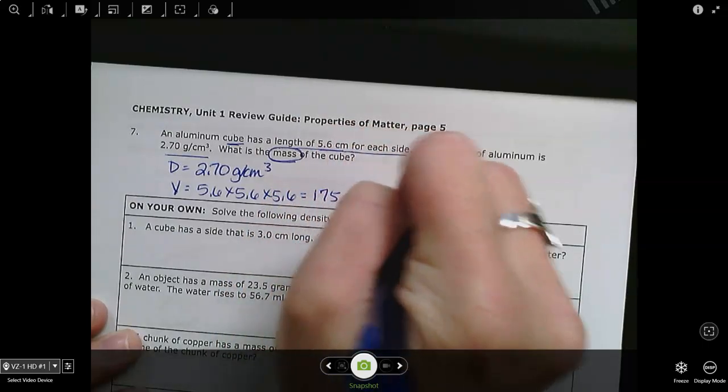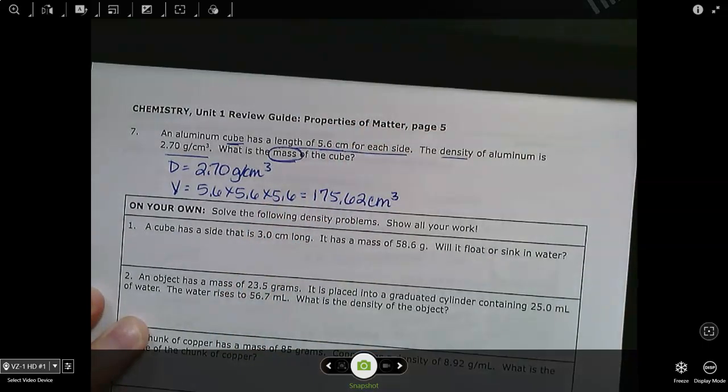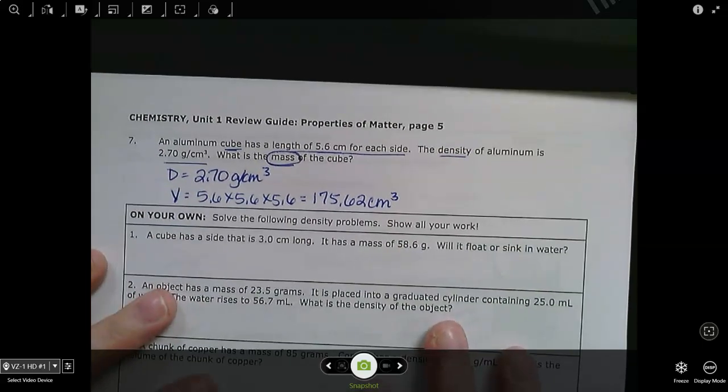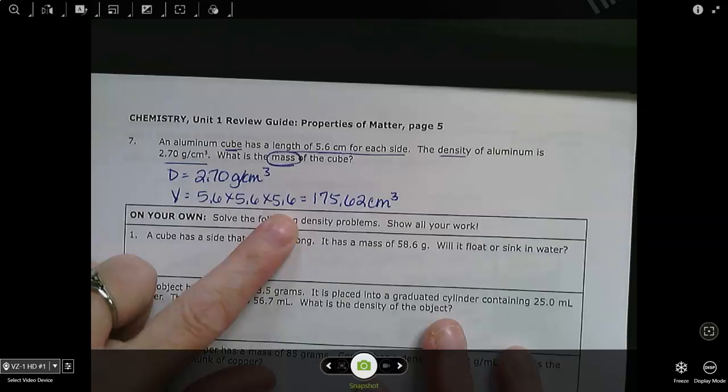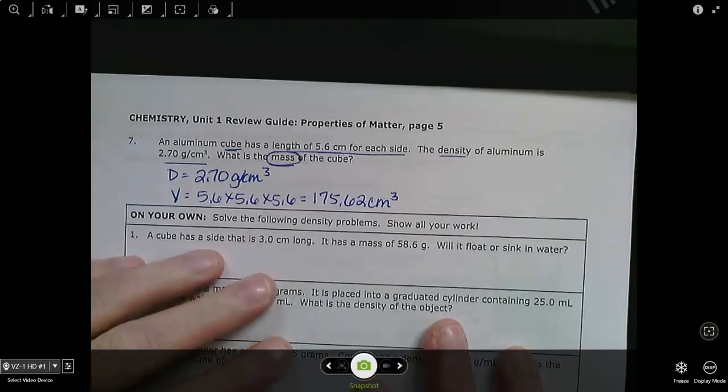175.62 cubic centimeters. If they gave me 3 different lengths, widths, and heights, 3 values, then I would just multiply those as well. But if it's a cube, all the sides are equal and you just multiply it 3 times. Or you could do 5.6 cubed, same thing.